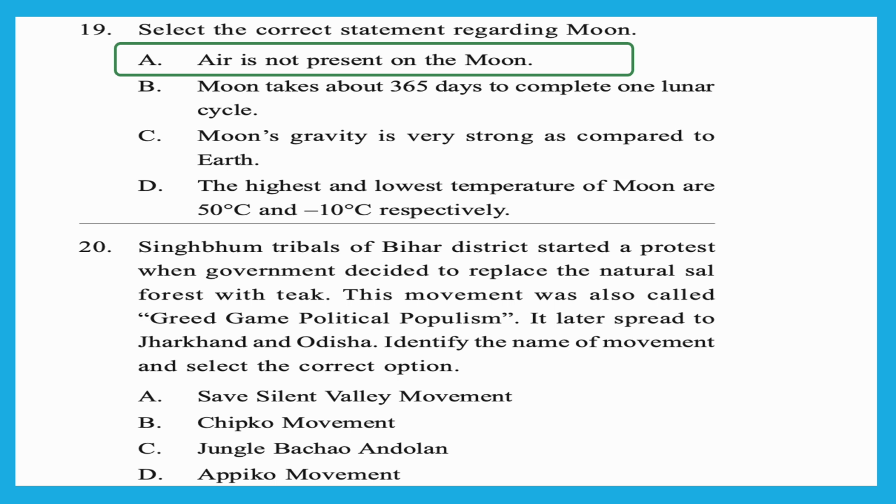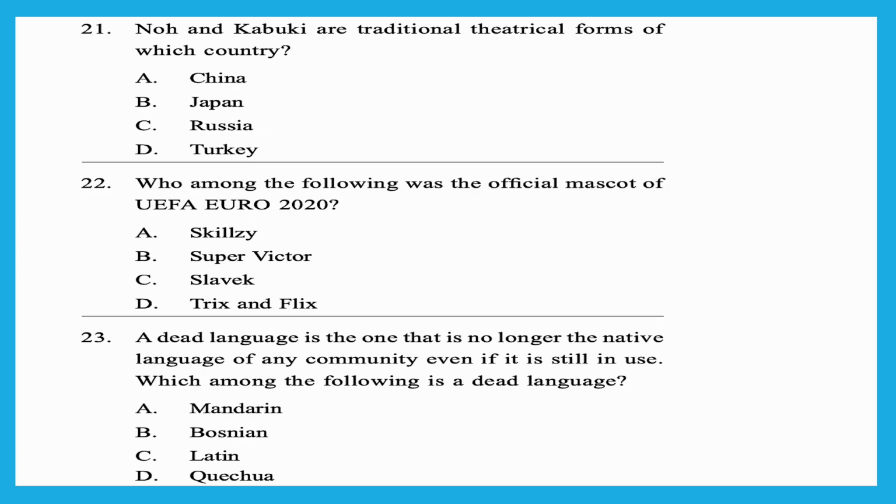Question 20. Singhbhum tribals of Bihar district started a protest when government decided to replace the natural sal forest with teak. This movement was also called green game political populism. It later spread to Jharkhand and Odisha. Identify the name of movement and select the correct option. The right answer here is option C, Jangal Bachao Andolan. Question 21. No and Kabuki are traditional theatrical forms of which country? The right answer here is option B, Japan.